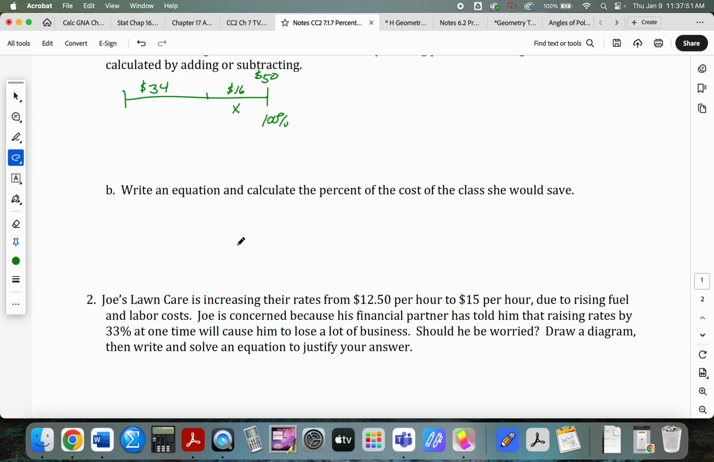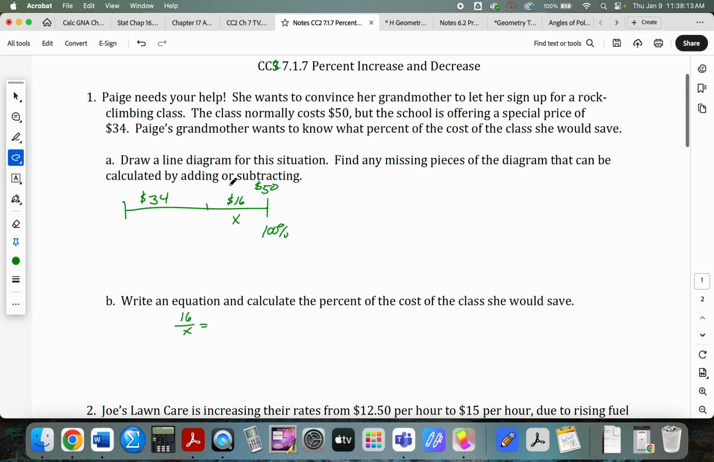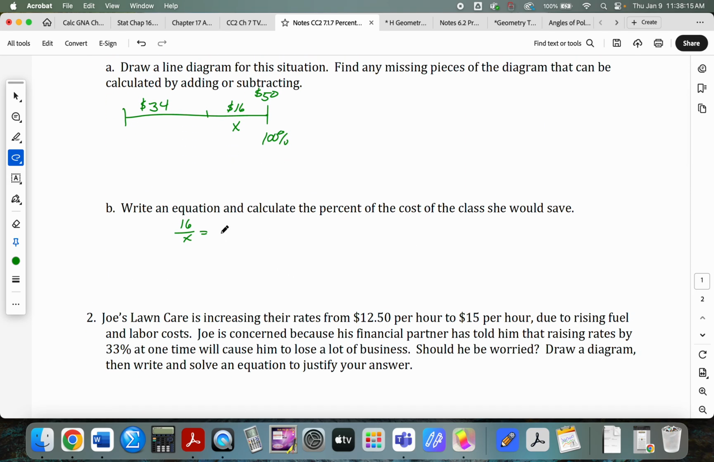Okay. So then it says, write an equation and calculate the percent of the cost of the class she would save. So this is part of why I like line diagrams, because if you have one drawn correctly, the equation is right there staring you in the face. 16 over x equals 50 over 100. Whenever possible, I reduce before I start doing anything else. So that's 16 over x is equal to 1 over 2.